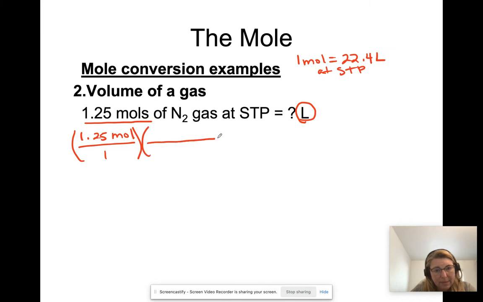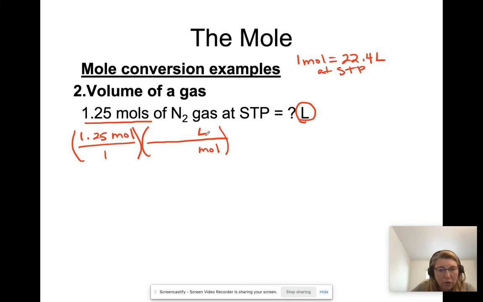My second set of parentheses, we want to have the unit we're trying to cancel out on the bottom. So whatever unit you had at the top is going to go on the bottom. So I'm going to put moles. And then whatever unit you're trying to make is going to go on the top. And so this is going to be liters.